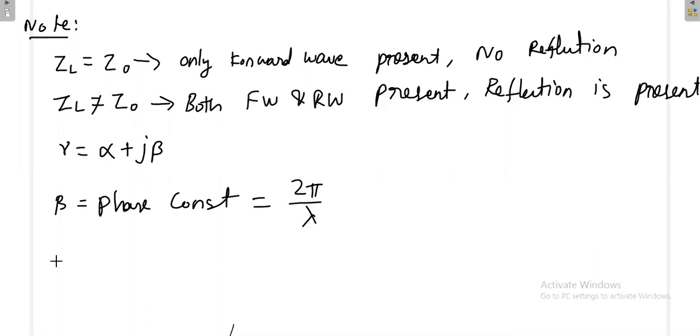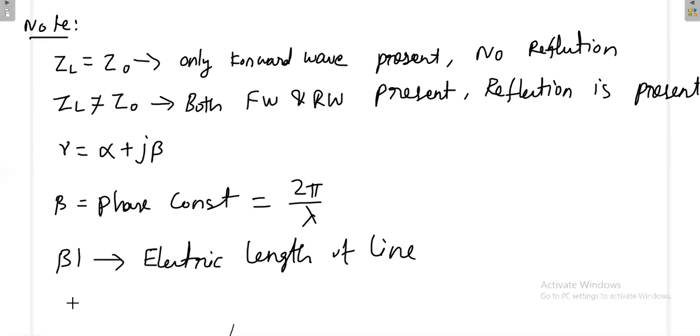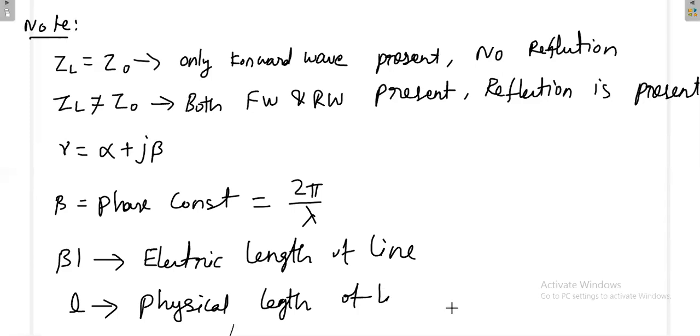Sometime later we will calculate beta L. Already you know what L is: L means the total physical length of the line. But this beta L indicates the electrical length of the line. In the exam they'll ask, what is the electrical length of the line? Can anybody tell me what is the unit of electrical length? Is it meter or something else? Radian, yes, in terms of angle, radian. L means the physical length of the line.